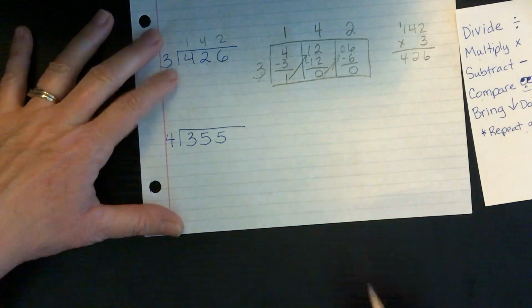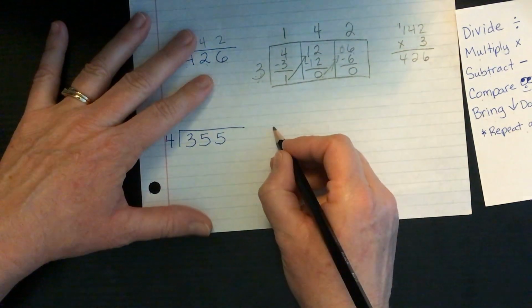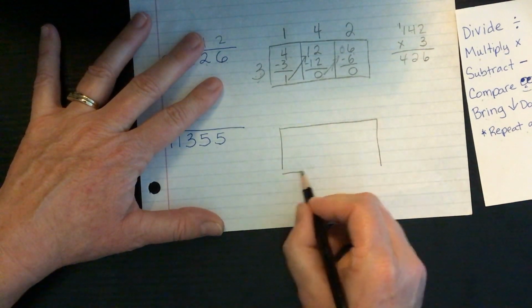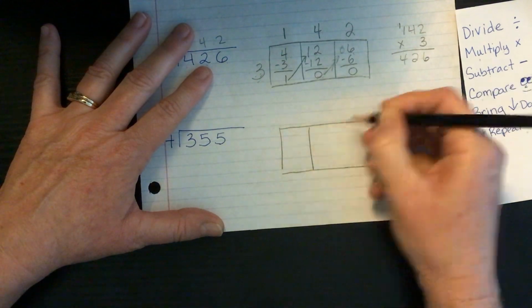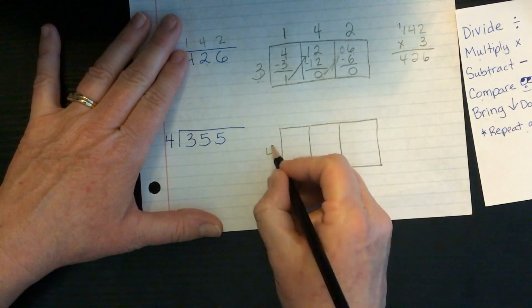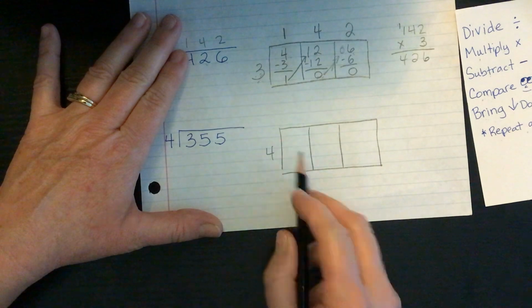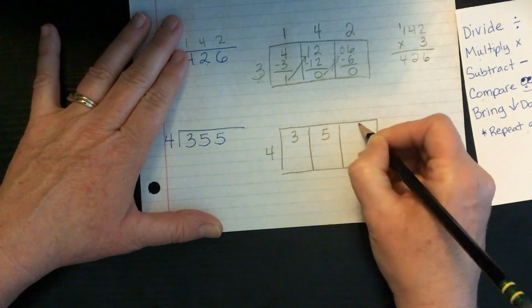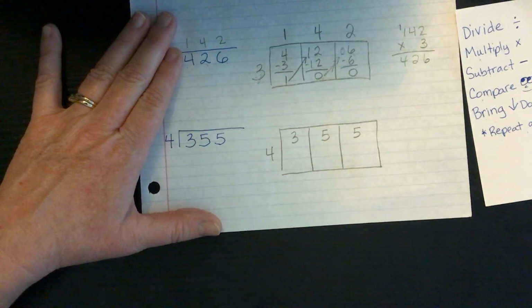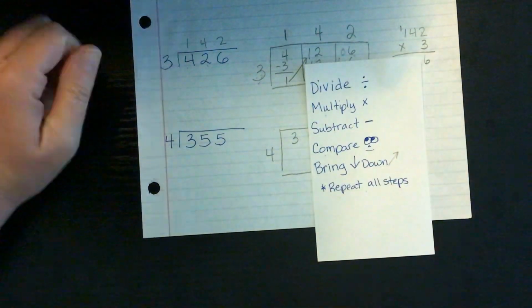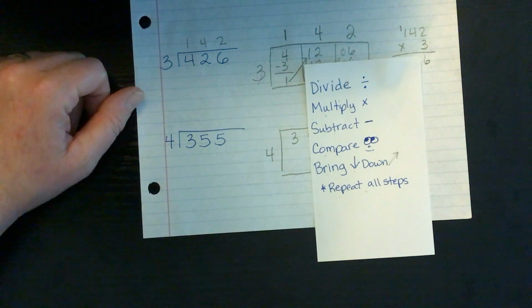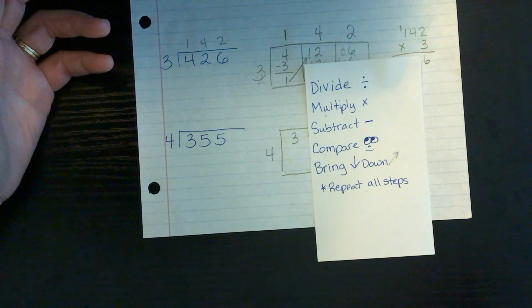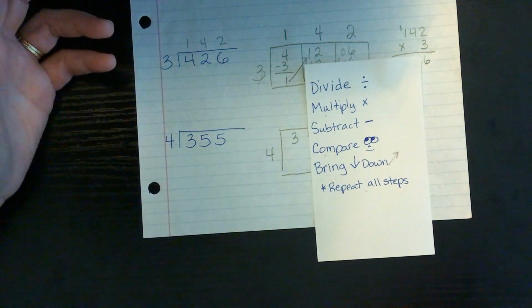All right, last but most certainly not least. 4 divided into 355. So in this one I'm thinking, how many 4s does it take? So I'm dividing by 4, so 4 times something is always going to get me as close to that number. I see a problem already. Wait a second. How can I do 4 divided into 3? I can't do that, can I?